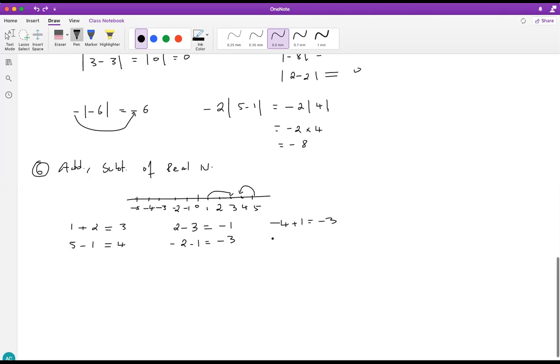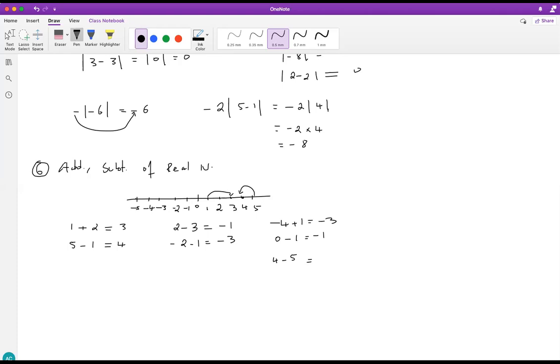Let's see, what is another one here? 0 minus 1. What's 0 minus 1? Negative 1, that's right. We start from 0, we go to the left once: negative 1. And one more example, the final one: 4 minus 5. What's 4 minus 5? Negative 1. That's right.